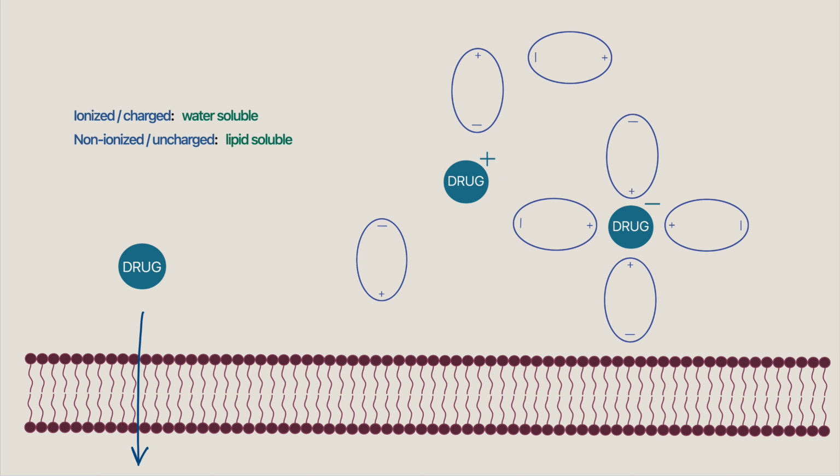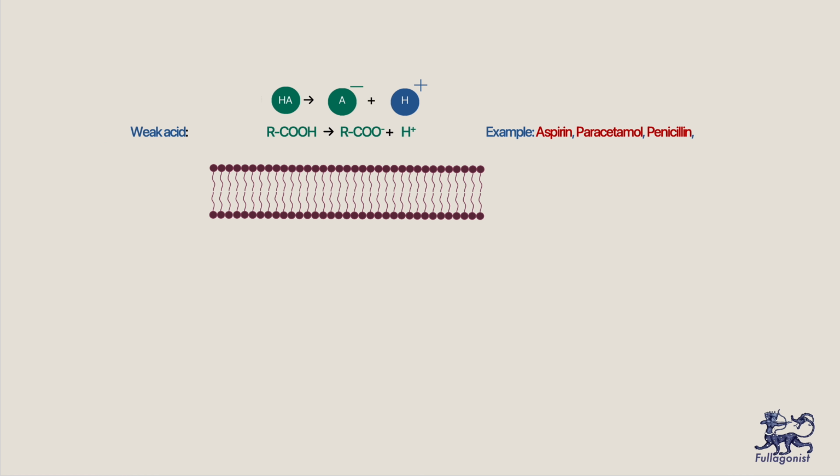To summarize, ionized or charged drugs are water-soluble. Non-ionized or uncharged drugs are lipid-soluble. Drugs can be either a weak acid or a weak base, and they exist in ionized or non-ionized form. Examples of the weak acids are aspirin, also known as acetylsalicylic acid, paracetamol, penicillin, etc. They contain a carboxylic acid group which acts as the donor of the protons. Letter A here represents a weak acid.